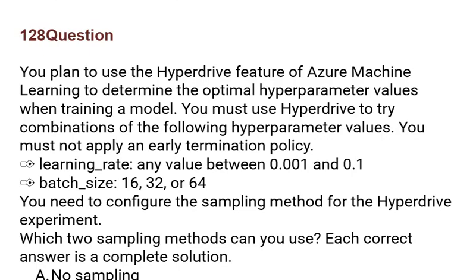Question is, you plan to use the hyperdrive feature of Azure Machine Learning to determine the optimal hyperparameter values when training a model. You must use hyperdrive to try combinations of the following hyperparameter values. You must not apply an early termination policy. First, learning_rate is any value between 0.001 and 0.1. Second, batch_size is 16, 32 or 64. You need to configure the sampling method for the hyperdrive experiment. Which two sampling methods can you use?